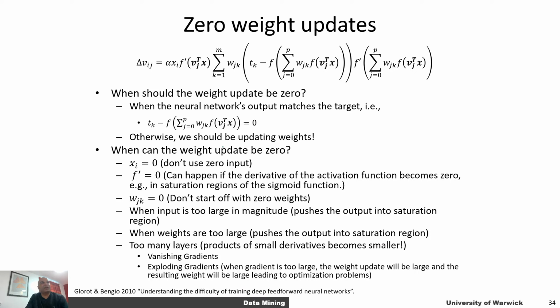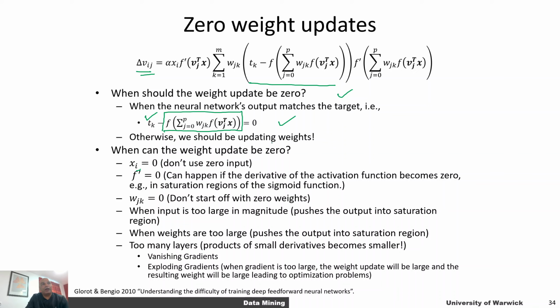When should the neural network weight update be 0? It should be 0 when the target matches the output of the neural network, which is y for a given input. If this is equal to 0, we want it to be equal to 0. And if you see in this equation, if every output matches the corresponding target value, we essentially end up with a 0 weight update, which is what we want, right? Otherwise, we should be updating weights.